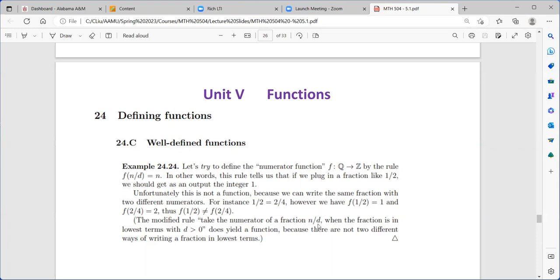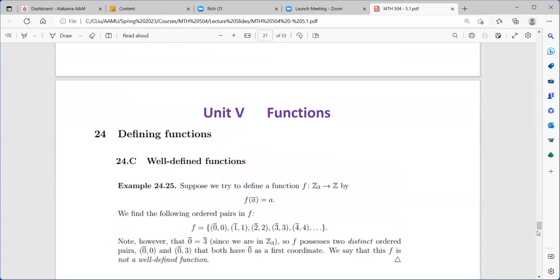And that's necessary. If you don't specify that, then you can keep the same fraction by changing the signs of both the numerator and denominator, and then you're going to get the opposite numbers in the numerator. So we have to require the denominator to be positive, but the numerator can be positive, negative, or 0. Okay. So that's another example of a well-defined or not well-defined function. All right.